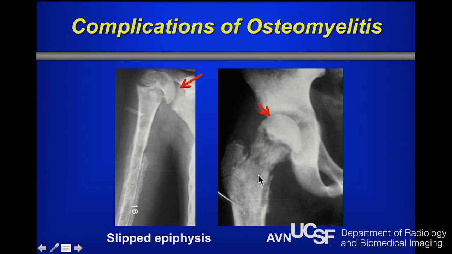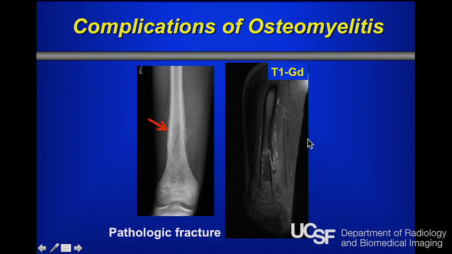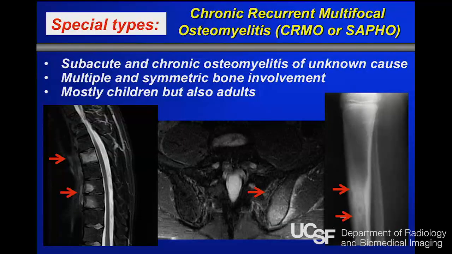Another important thing is to know about the complications of osteomyelitis, and these include slipped epiphysis, such as shown here, because there's so much inflammation. There can be AVN, which you see here, and there can be fractures because the bone is so weakened, and you see that there's diffuse infiltration, destruction of the cortex, and this eventually results in a fracture.